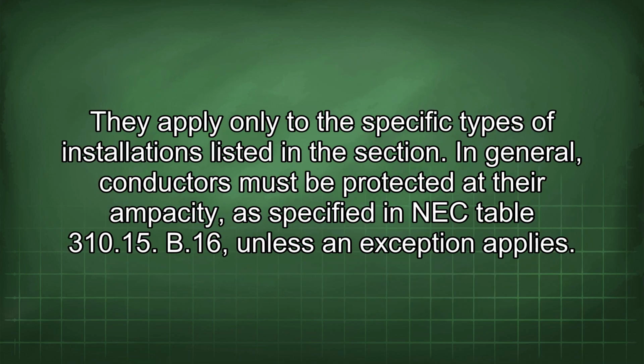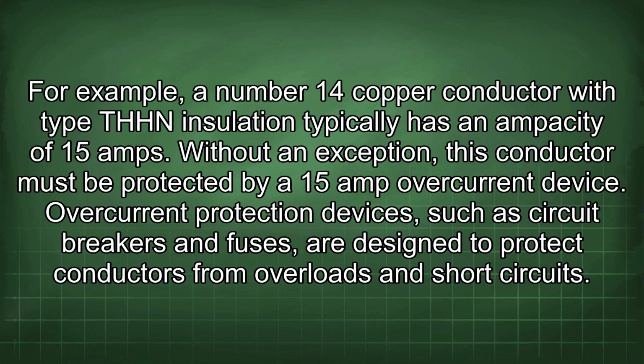They apply only to the specific types of installations listed in the section. In general, conductors must be protected at their ampacity, as specified in NEC Table 310.15(B)(16), unless an exception applies. For example, a number 14 copper conductor with type THHN insulation typically has an ampacity of 15 amps. Without an exception, this conductor must be protected by a 15 amp overcurrent device.